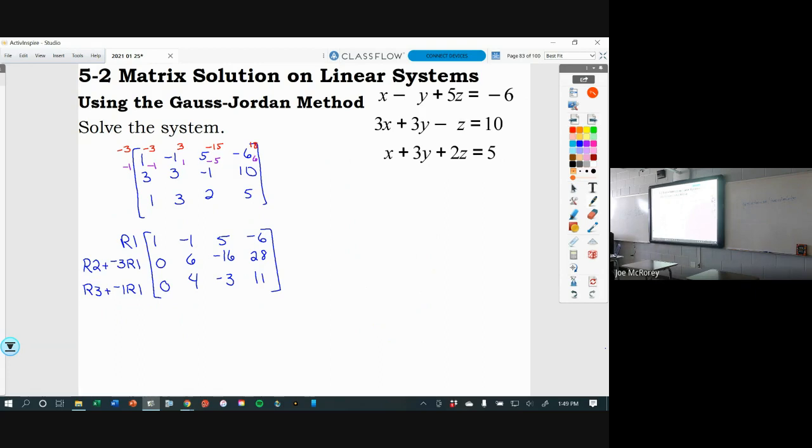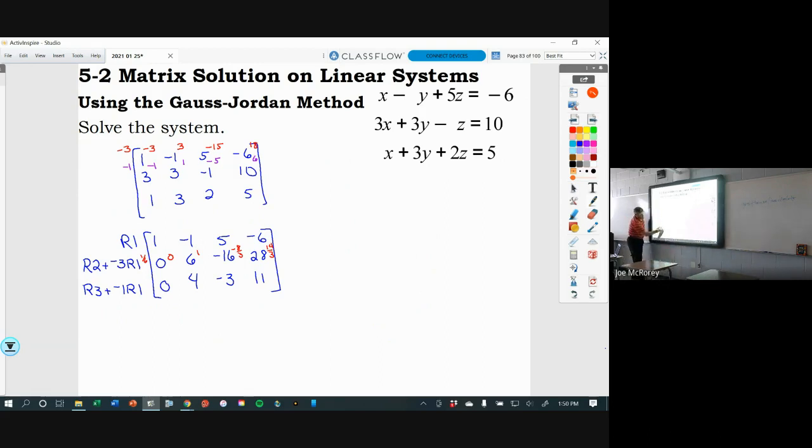How can I turn that 6 into a 1? Divide by 6, multiply by 1/6. So I'm going to take 1/6 of row 2. 1/6 of 0 is 0. 1/6 of 6 is 1. 1/6 of -16 is -16/6, but -16/6 reduces to -8/3. And 1/6 of 28 reduces to 14/3.